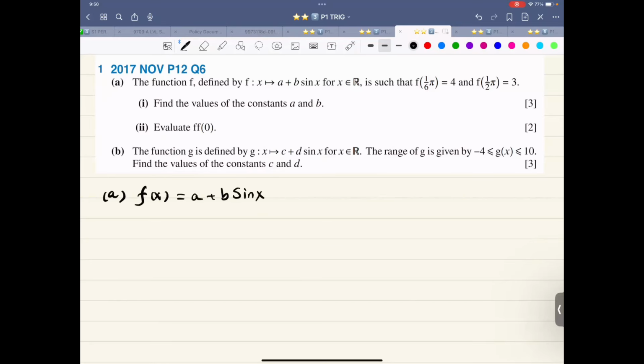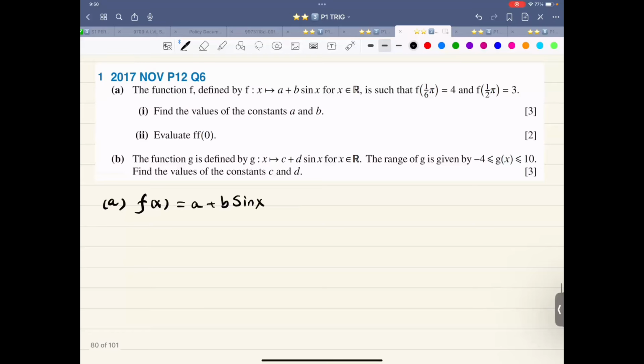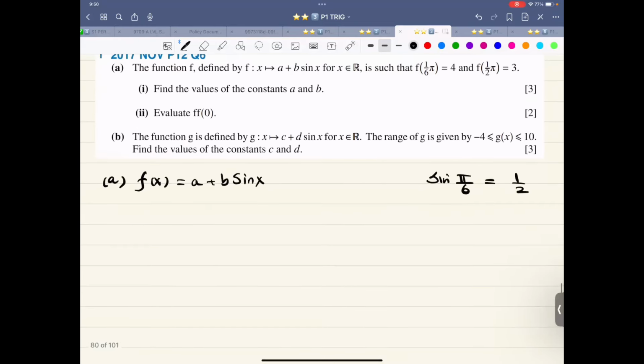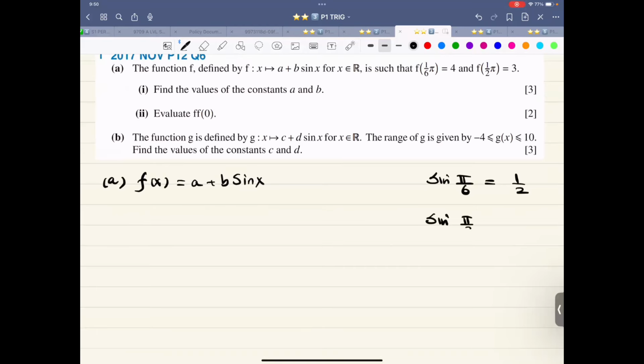This is f(x) equals a plus b sine x. This is like a simultaneous thing. f of pi by 6 is 4. We know that sine of pi by 6, that is sine of 30 degrees, is half. And sine of pi by 2, sine of 90 degrees, is 1. We'll be using this value. So first thing first, f of pi by 6 is 4. That means 4 is a plus b times sine of pi by 6. Sine of pi by 6 is half. That is equation number 1.